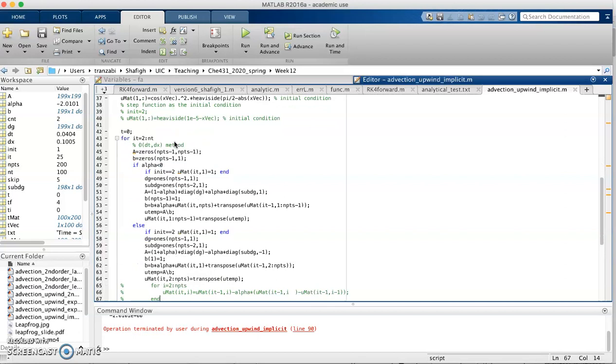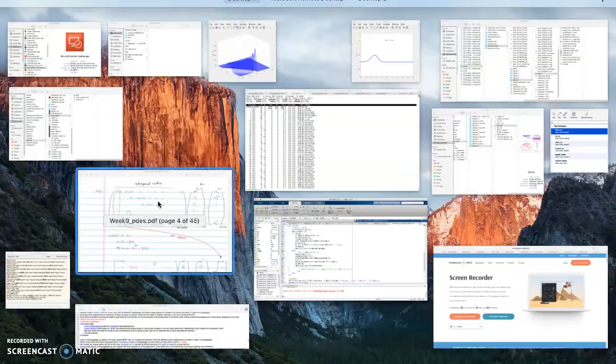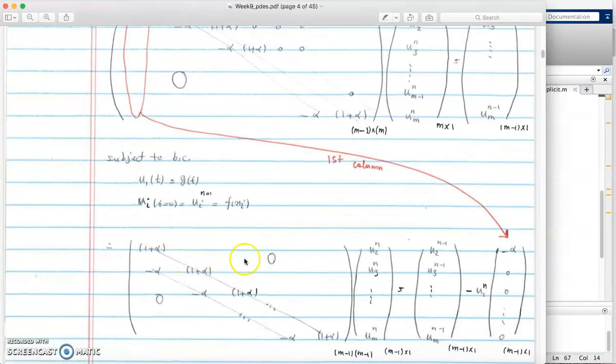Then I look at alpha. If alpha, for now, let's say is positive, then I'm going to go back to this plot. To solve the problem when alpha is positive, I have to create this banded matrix. Banded because I have only a diagonal and subdiagonal. Everything else is 0. So the way I assemble this matrix is I create 2 vectors, one with 1 plus alpha, one with minus alpha, and then I put this on the diagonal, and this on the subdiagonal.